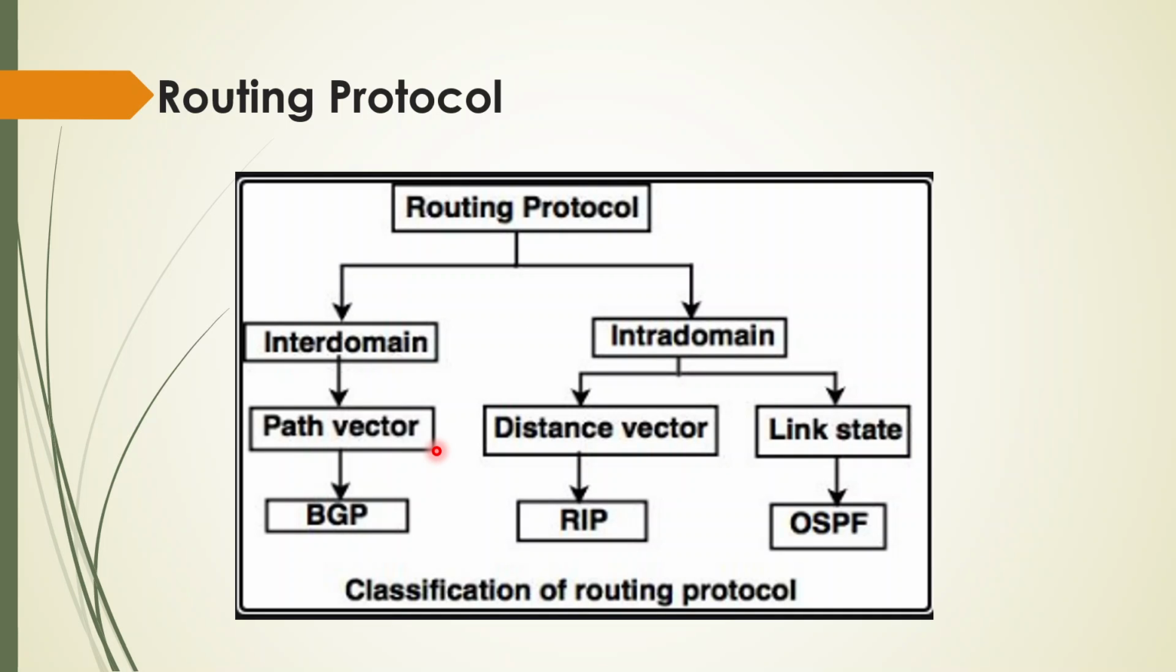So today our topic is routing protocol. In routing protocol we have two parts, that is interdomain and intradomain. In interdomain we have a path vector protocol, which is BGP. In intradomain we have a distance vector, that is RIP, and another in intradomain is link state, that is OSPF. In today's lecture we will see OSPF routing protocols.